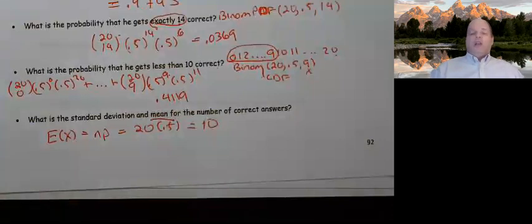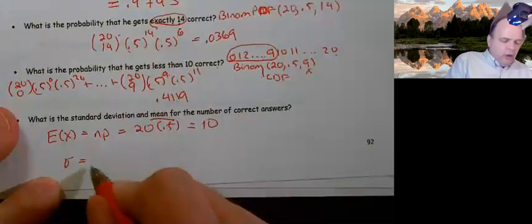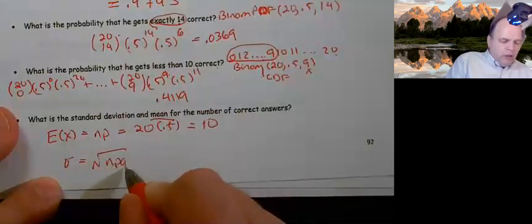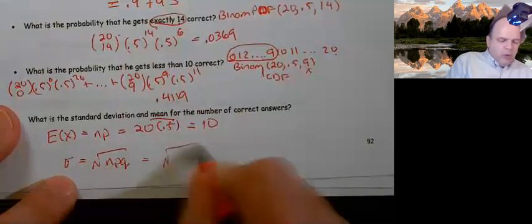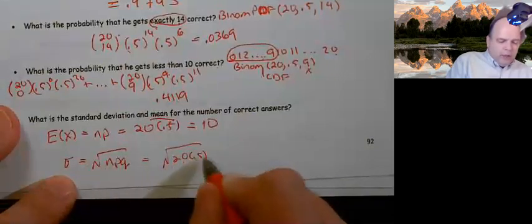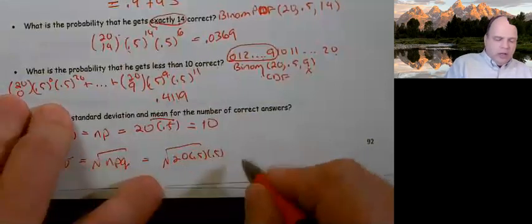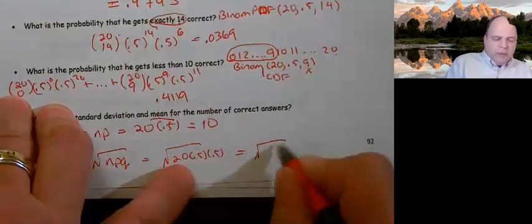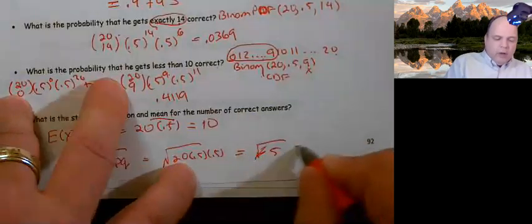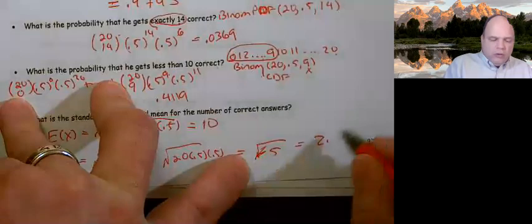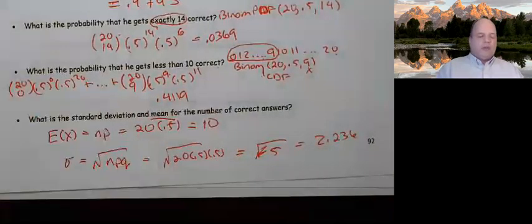So this makes sense. Now I shouldn't just write this. I should also say in the long run, or if we took multiple tests, or on average, if we did this over and over again, we would expect him to guess 10 correct responses. The standard deviation for this is the square root of NPQ, which is 20 times 0.5 times 0.5, which equals the square root of 5, which equals 2.236 answers.